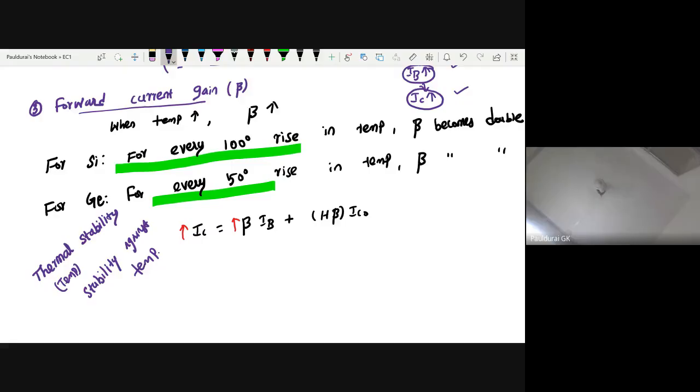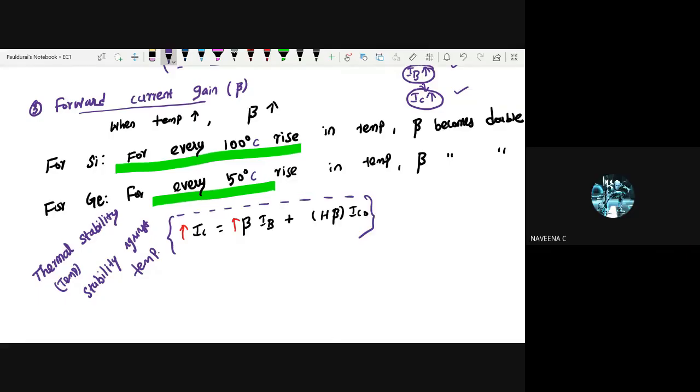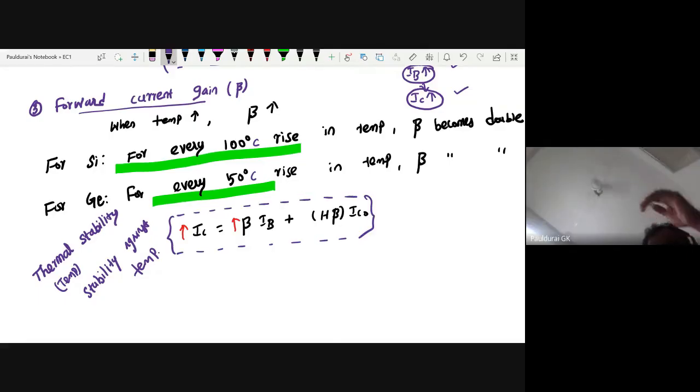Okay, why silicon? Why not germanium? The answer is actually thermal stability, but you want to know what is thermal stability. Stability against temperature. How? For a silicon transistor, for every 100 degree rise in temperature, beta becomes double. Whereas for germanium, even for a 50 degree rise in temperature, it becomes double, right? 100 degrees Celsius, please make a note. Okay, so now got the idea? Yes, sir.